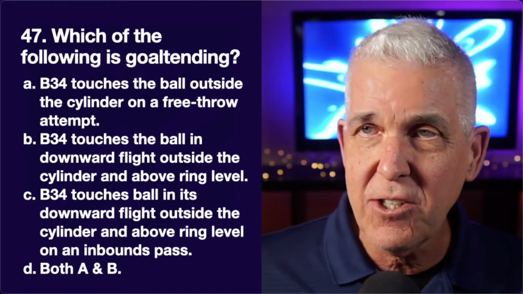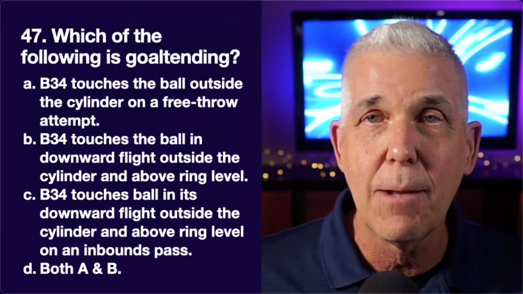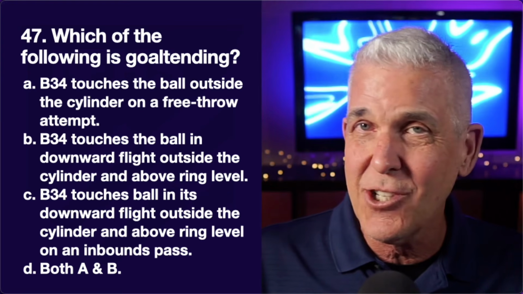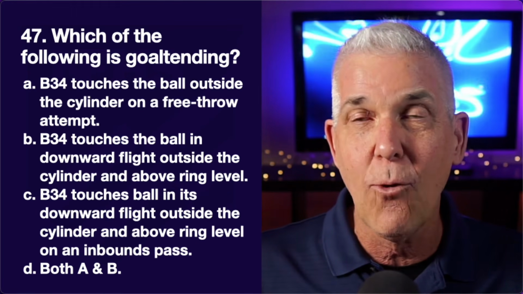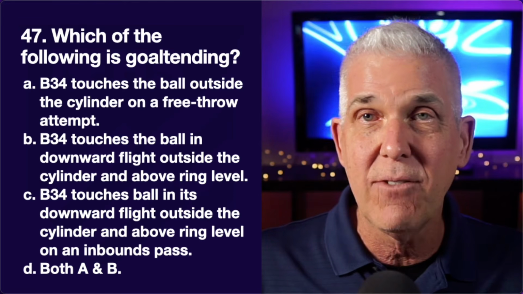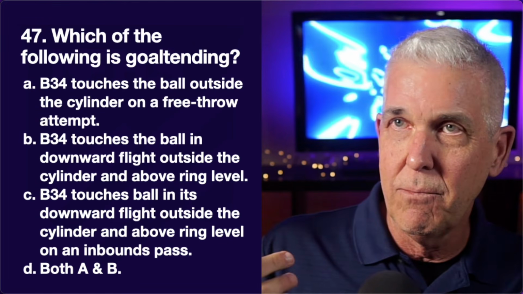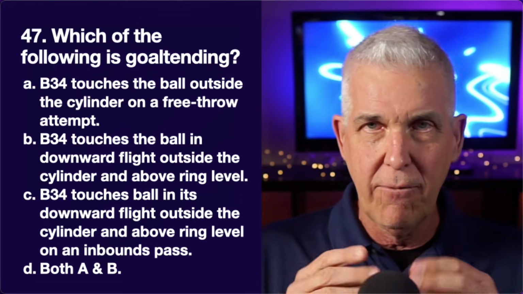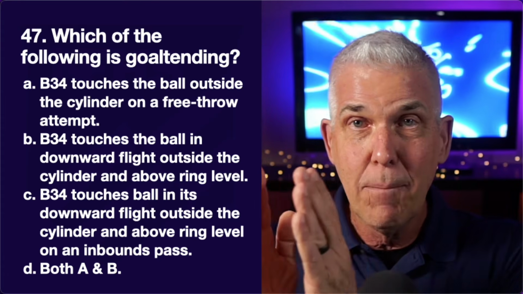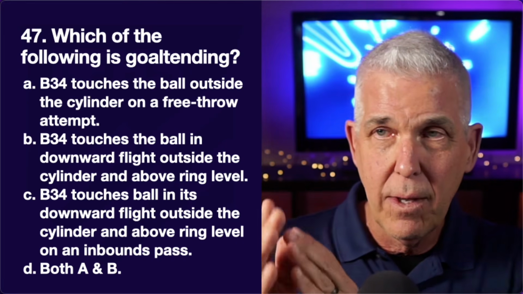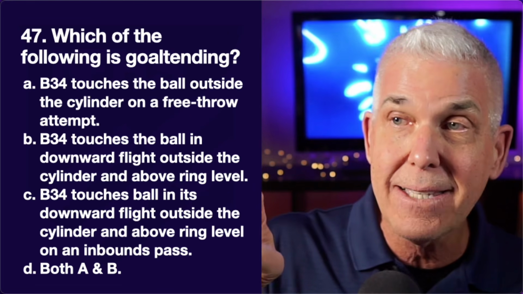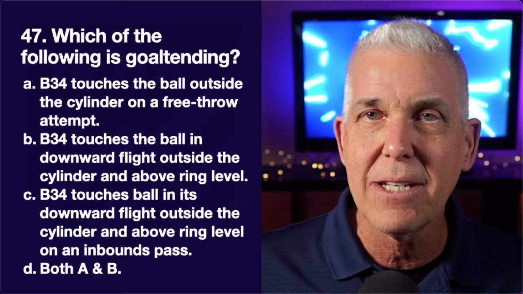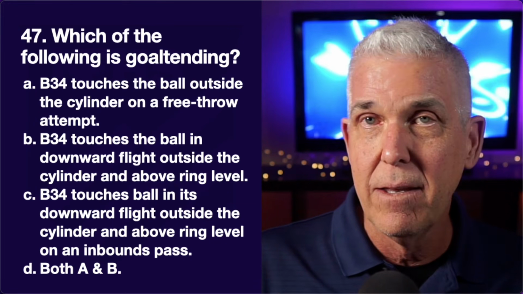And B34 touches the ball on downward flight outside the cylinder and above ring level, the implication there is this is a goaltending action. Of course, there's one more requirement for it to be goaltending. The ball has to have a chance to go in. You know, if we had a situation where there was a try, but it was wildly offline, it was going from the top of the arc towards the basket, but it was like at the edge of the backboard. And B34 touched the ball on its downward flight while it was still above ring level, right? That would not be goaltending because the ball did not have a chance to go in, right?